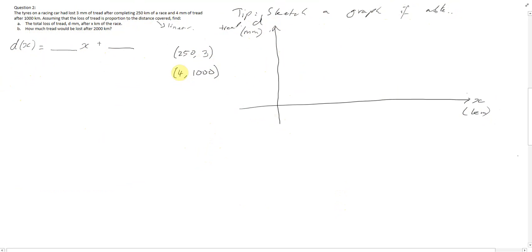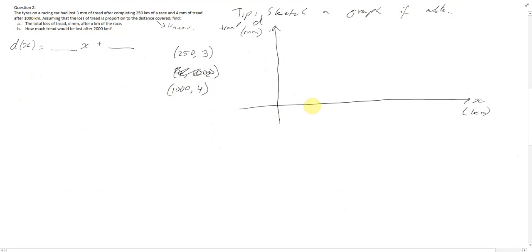Whoops, I've just done exactly what I told you not to do. I've got them around the wrong way. Remember, the tread is the Y and distance is X. So hopefully you picked up on that little error. So it's actually 1,000 for 4. So let's write these things down.